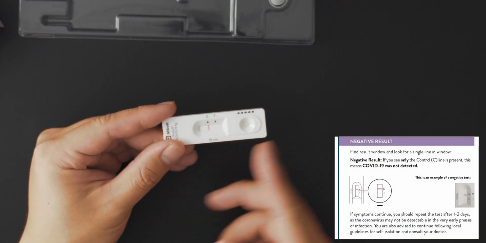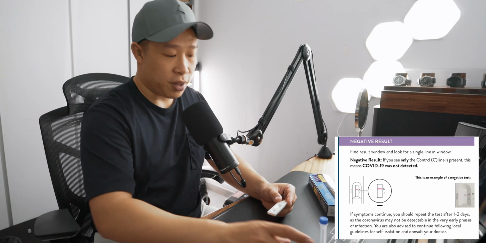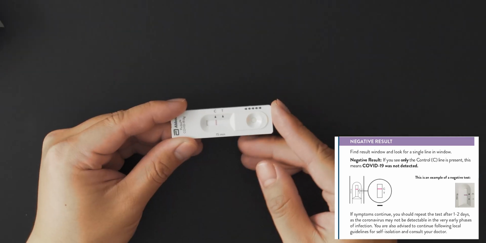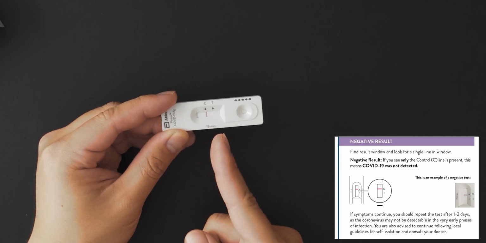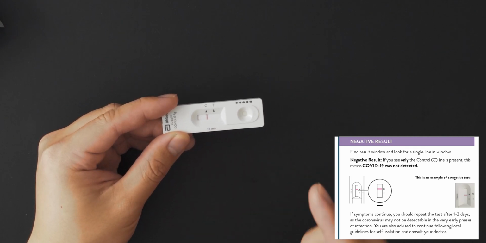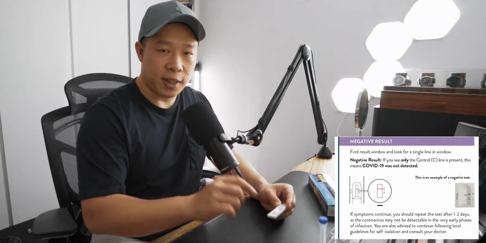All right, so it's been 15 minutes and the test is ready to be read. Like I said earlier, we have the control line, which means this test is valid. We didn't do anything wrong. The chemicals are working as it should. And to read whether it's a positive or negative, I need to look at the second line. If any line comes out on the T value, it means that it is a positive result. And right now there's no line, which means this is a negative result, which means I do not have the virus. So there we go. This is the Abbott Panbio test kit.